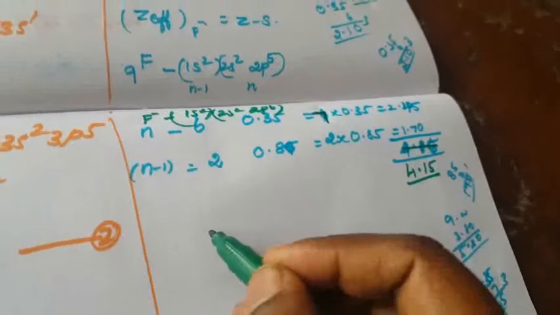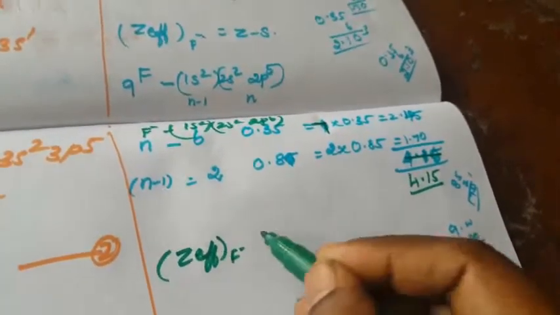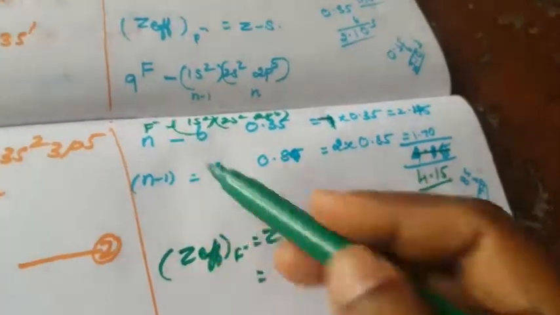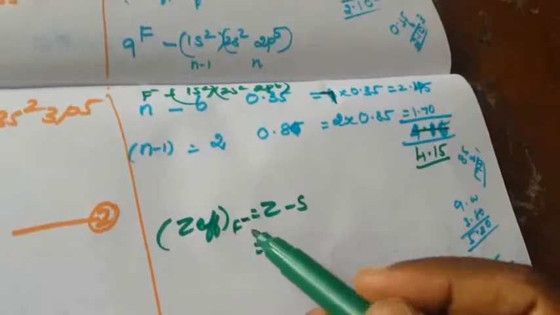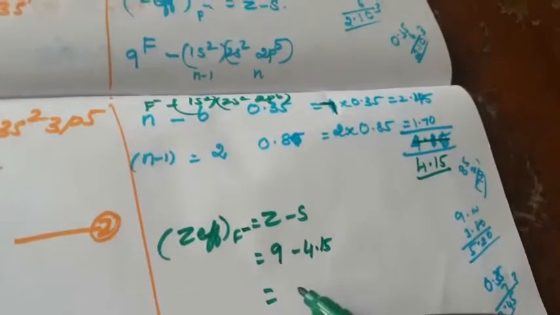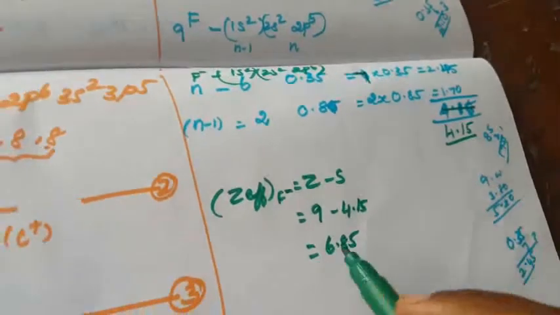What is the effective nuclear charge? Effective nuclear charge of F minus is Z minus S. What is the Z value? Z is the atomic number of fluorine, which is 9. F minus is already an ion, but the atomic number of fluorine is 9. So 9 minus 4.15 is 6.85. Okay.